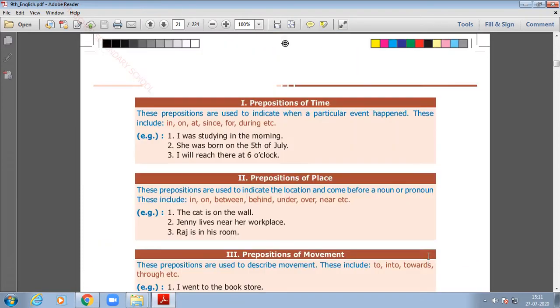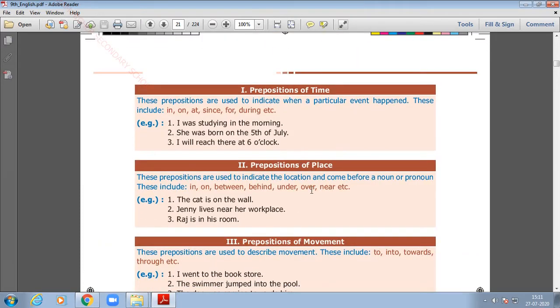Now let's move to the next page. So usually prepositions can be learnt under three forms here. Prepositions based on time, prepositions based on place, prepositions based on movement. What are the words of time here? You can just have it in your mind that these are the words of time: in, on, at, since, for, during, etc.